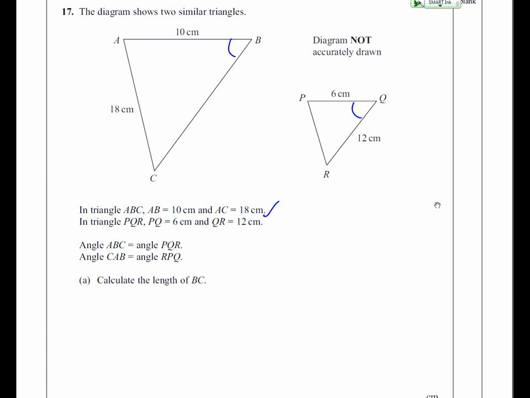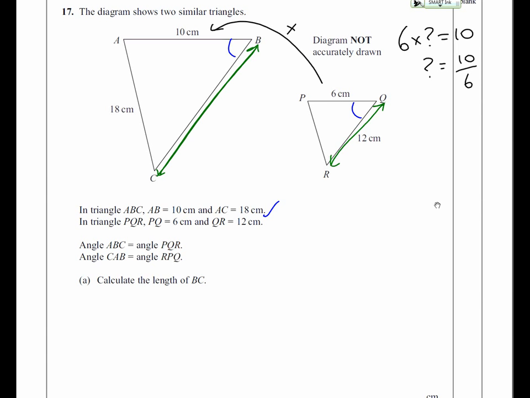Calculate the length of BC. So we want to know this length. So we can see that it will be corresponding to this length. Now we need to know, how do we enlarge this triangle? Well, what's happened is we've times by something here. And what have we times by? Well, if you want to know, it's 6 times something to give you 10. So to get the mystery thing, you can do 10 divided by 6. You've times by 5 over 3.